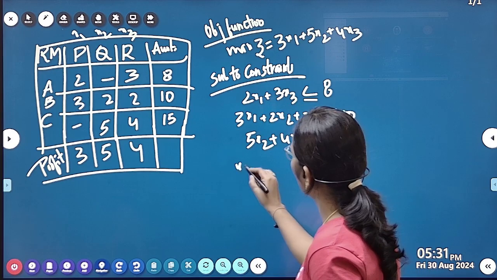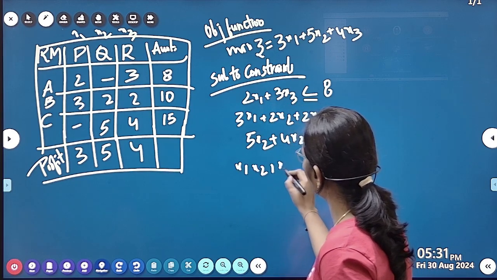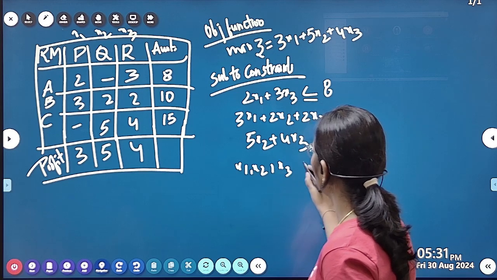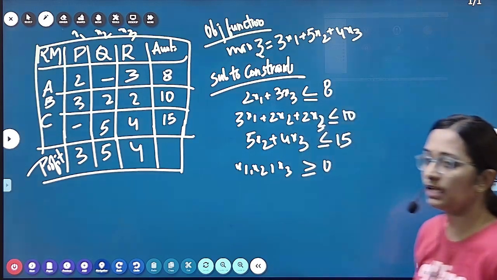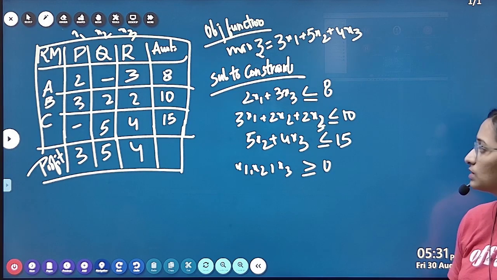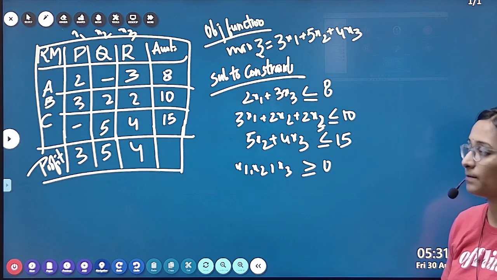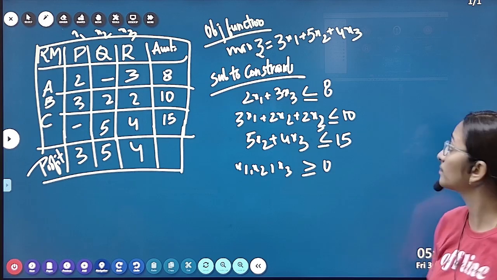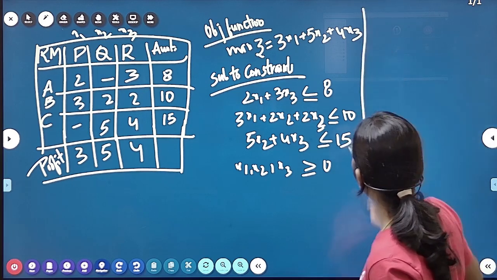So x1, x2, x3 should always be greater than or equal to 0. So this is the primal. So let us do the dual.